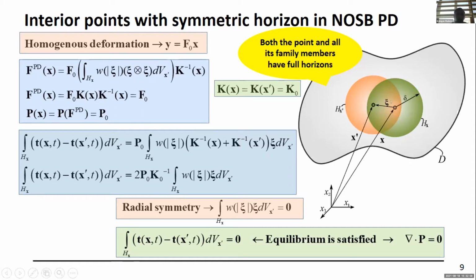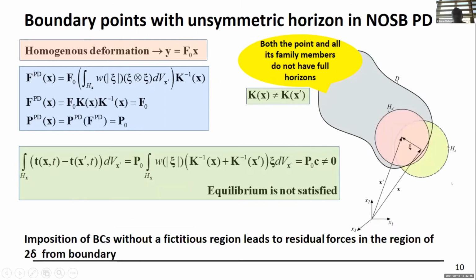As long as you have a full horizon at both point x and x prime, the equilibrium is satisfied. But what happens if you go to a point where x and x prime are not symmetrically located? The shape tensor is not going to be equal at the two points, right? X and x prime are going to be different. I have the same homogeneous deformation, my peridynamic representation of the deformation gradient tensor is the same, and the Piola-Kirchhoff stress tensor is the same. Sure enough, if I put everything into the equilibrium equation, it's not satisfied.